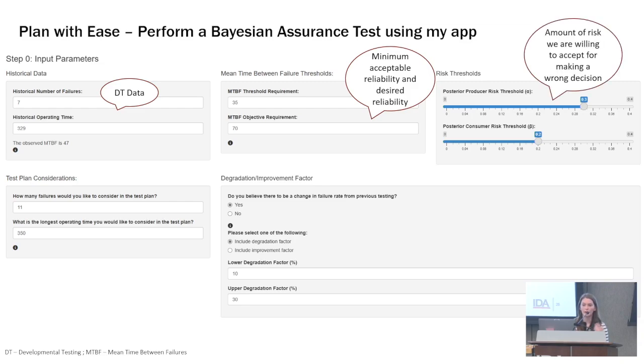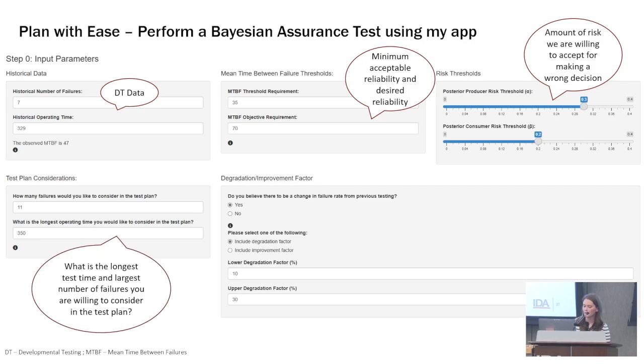The next is the maximum amount of risk you're willing to take, so that posterior producer risk threshold and posterior consumer risk threshold, which we set to 30 and 20% ahead of time. And then this next text box called test plan considerations is the number of failures and maximum amount of test time you're willing to consider in that test plan. So for example, if you know ahead of time that your program is not going to test for longer than 350 hours, you can input this here, and this means that you iterate over fewer test plan configurations. So it's going to output a little bit faster the smaller the numbers are in these boxes. It's also going to limit the number of test plans that you get as a result.